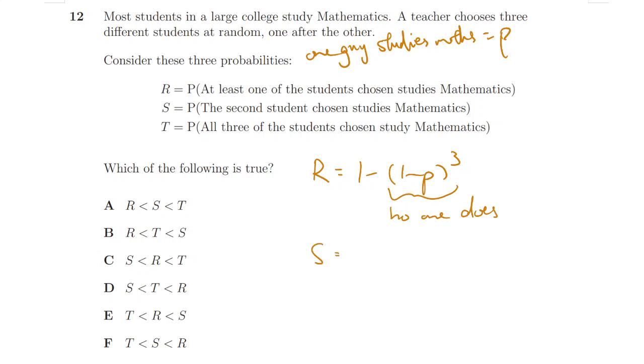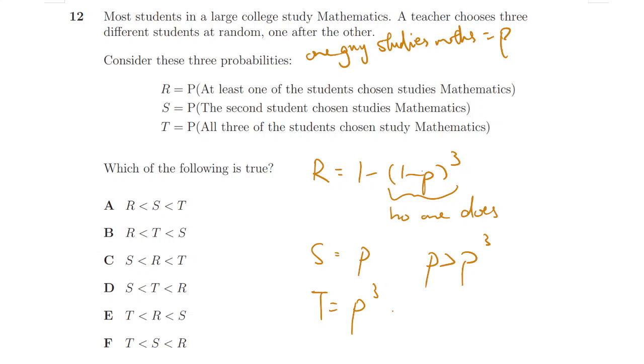The second guy chooses mathematics, well, that's just P, because you're just looking at the second guy. How about T? T is P cubed, because all 3 students choose to study mathematics. Cool. So what do we know? Well, we know that P is bigger than P cubed, because probabilities are less than 1.